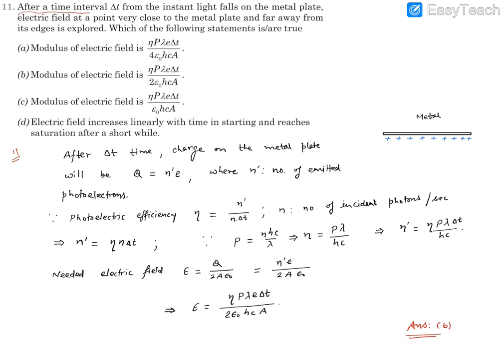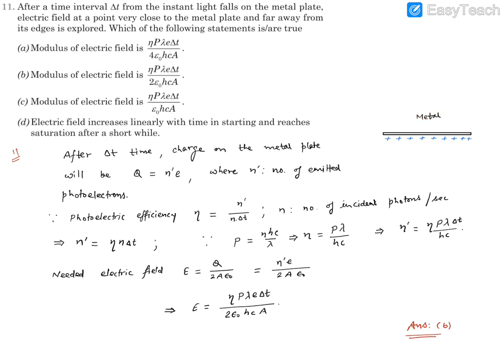The problem reads: after a time interval of delta t from the instant the light falls on the metal plate, the electric field at a point very close to the metal and far from its edges is explored. Which of the following statements is correct? So this is the metallic plate, and it will be positively charged because photoelectrons have been emitted. So negative charge has gone, so positive charge is left.